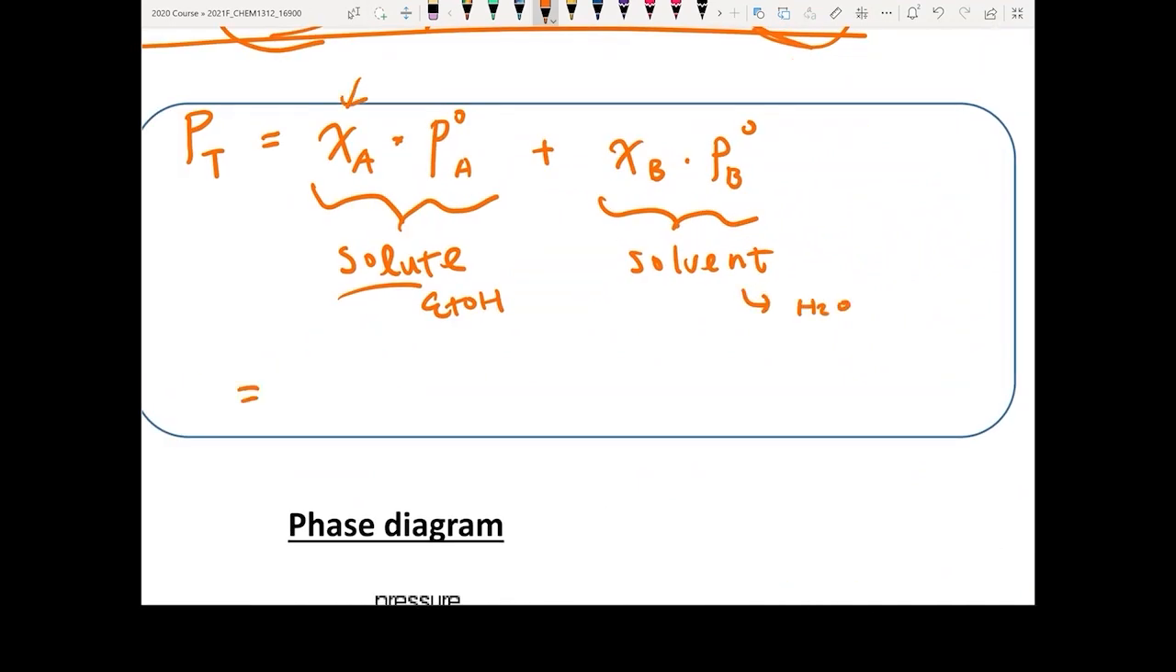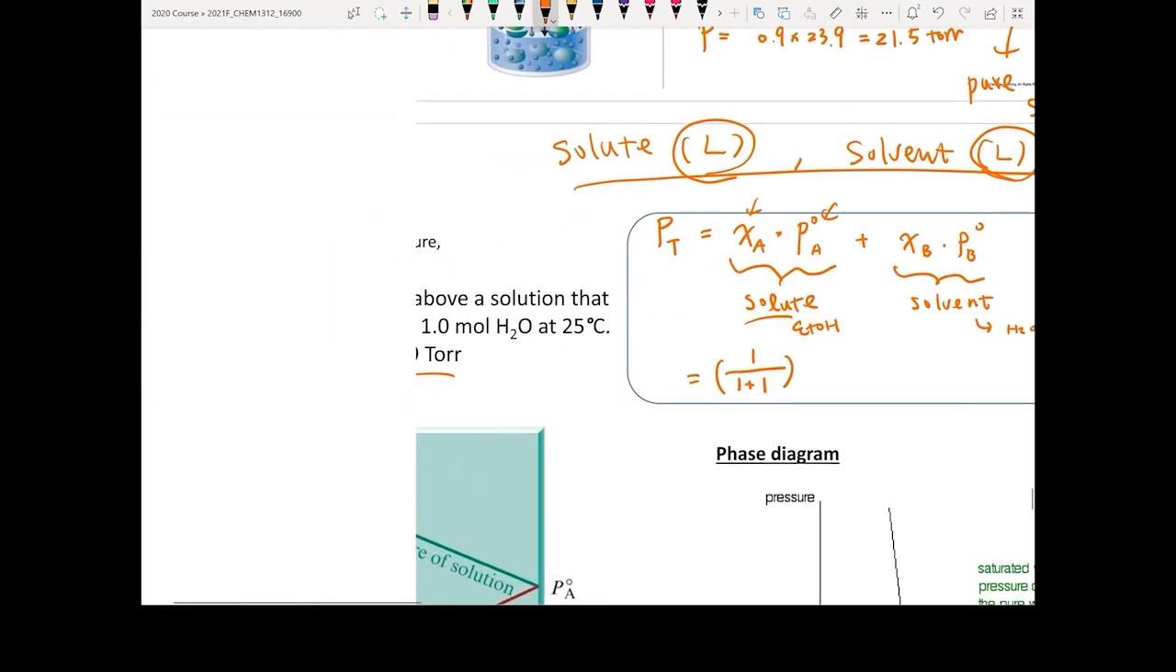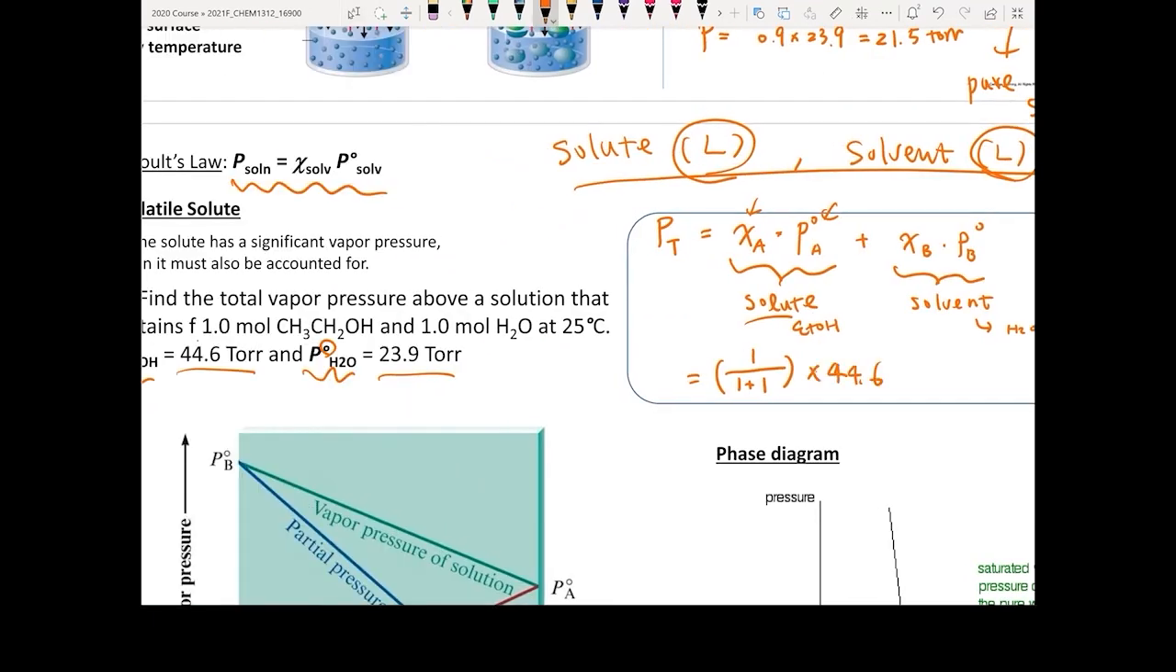Trying to calculate the mole fraction of your solute. So you have 1 mole of ethanol, right? So the mole on the top is 1. The bottom will be the sum of your number of moles of solute and solvent, which is actually 1 plus 1. Multiply the vapor pressure of your pure ethanol. And the P naught ethanol is 44.6.